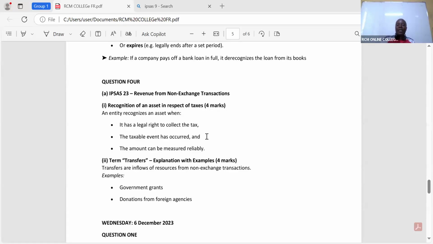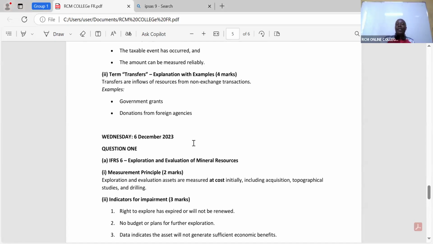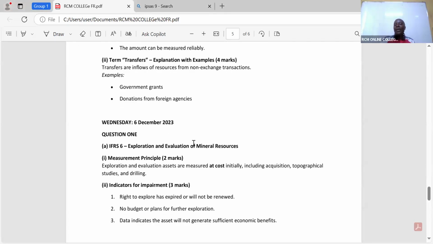And then on the last item here, this is very easy, it keeps on coming every now and then: exploration. You must have heard of exploration of mineral resources in Turkana. Exploration, IFRS 6, exploration and evaluation of mineral resources. This could be like oil, like diamond. It is exploration. So, measurement principle. Exploration and evaluation assets are measured at cost initially, including acquisition, topographical studies, and drilling. At cost, how much do you incur?